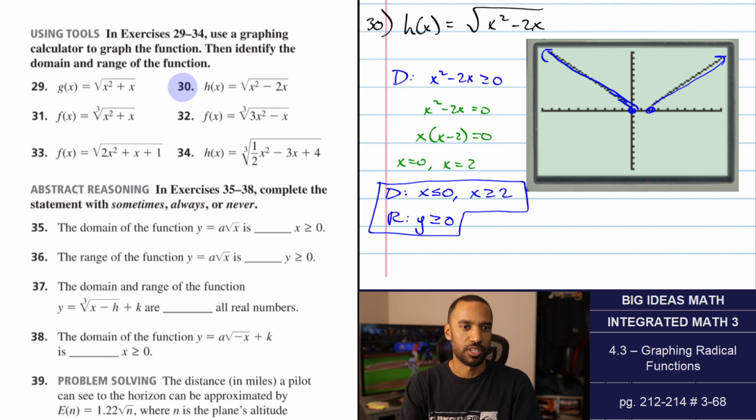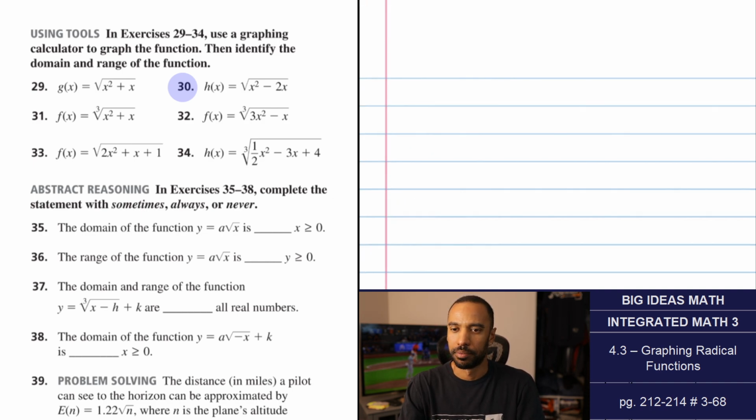Same thing if I explored the table of that. There would be errors anywhere in between. I mean, try 1. You can try 1 literally. 1 squared minus 2 times 1 is -1. You can't take the square root of a negative and get it graphable. All right, number 31.